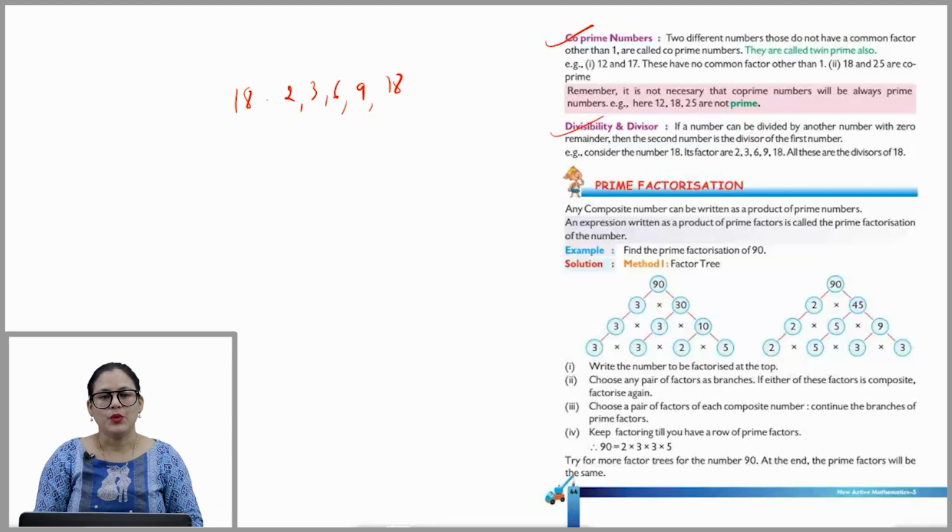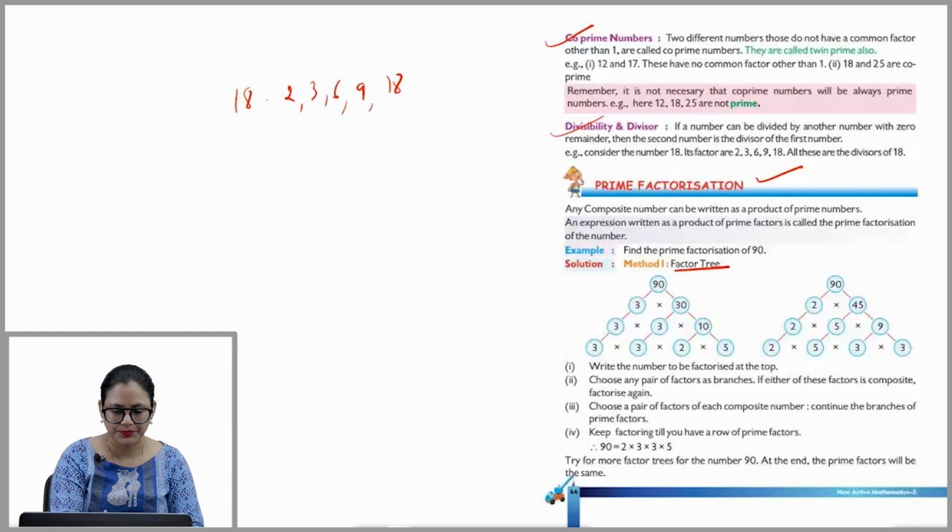Now, prime factorization. Any composite number can be written as a product of prime numbers. An expression written as a product of prime factors is called the prime factorization of the number. Example, let's find out the prime factorization of 90. Number one method is the factor tree method.